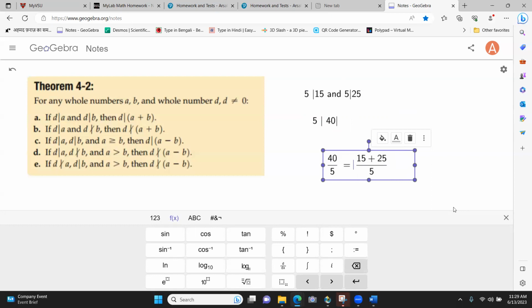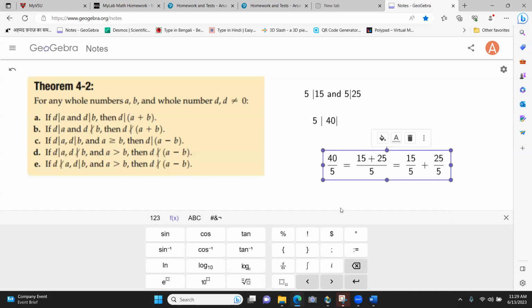I can write it. But 15, I can also separate it like so. And clearly, 15 is divisible by 5. 25 is divisible by 5. That means I'll get whole numbers as answers, right? And if you add two whole numbers, you're going to get another whole number. So clearly 5 divides 40.